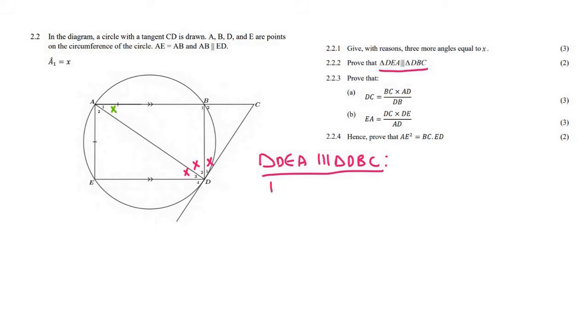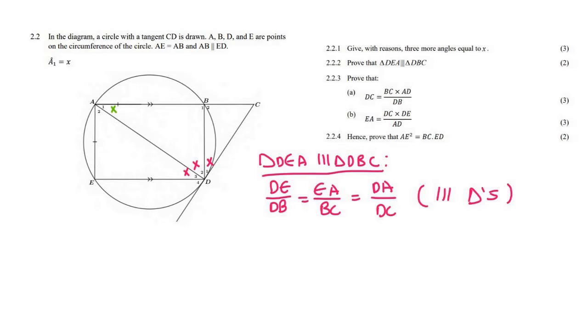And so because of that we can make these ratios. DE over DB equals to EA over BC equals to DA over DC. And the reason for that is similar triangles. I used to say corresponding sides in proportion, but I've started using this one as it's a lot faster. Okay, then what I would do is now hopefully this is going to give us our answer.